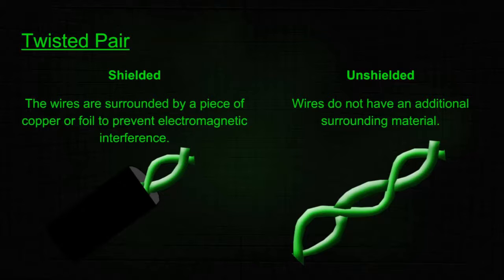Now, there are two types of twisted pair cables, shielded and unshielded. Shielded twisted pair cables is where the wires are surrounded by a piece of copper or foil to prevent electromagnetic interference. Unshielded wires do not have an additional surrounding material.